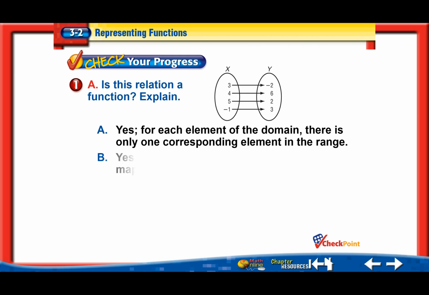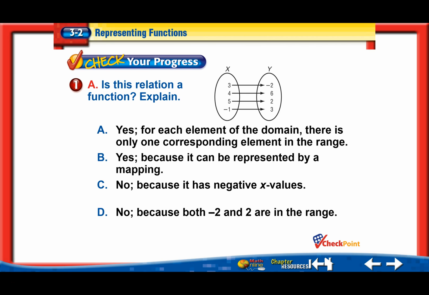All right, pause this, give it a shot. All right, so each x value is going with exactly one y. So I'd say yes, it is. So that cancels these two out. Because it could be represented by a mapping? Well, yeah, of course it can be represented by a mapping, but that doesn't tell me if it's a function or not. So each domain element has only one, which is another way of saying exactly one, corresponding element in the range. So A would be my answer.